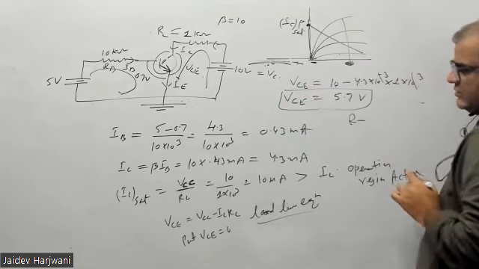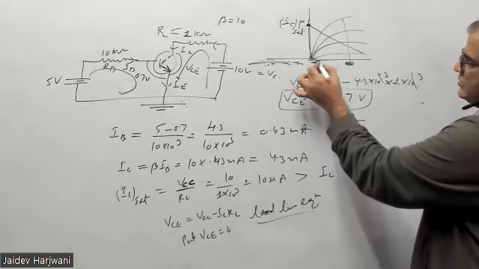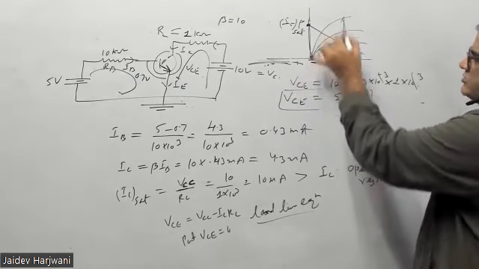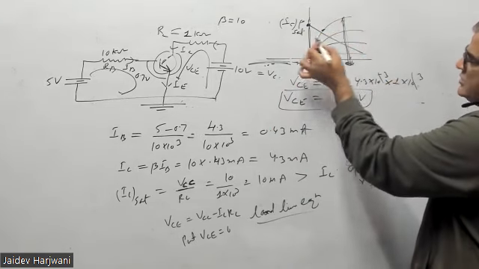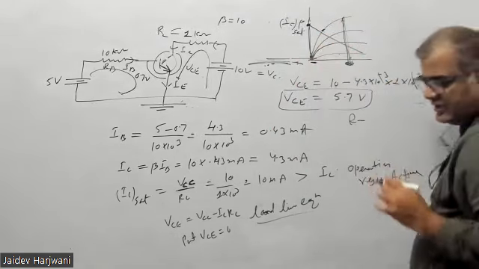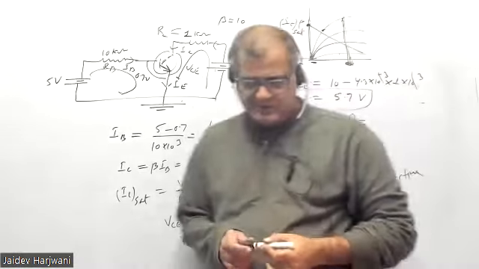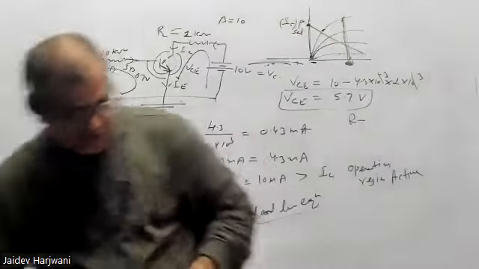IC is not 0. Your IC is not in microampere. So the operation region is here, almost in the middle. Sometimes the operation region can be close to the saturation region, sometimes it can be close to the cutoff region. Sometimes this may be the case, and that you also have to check.